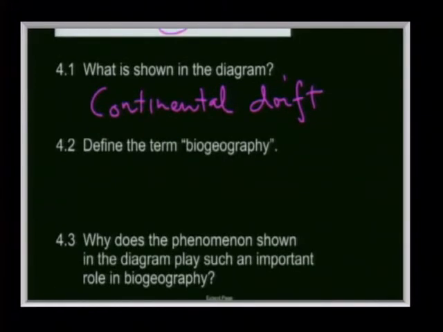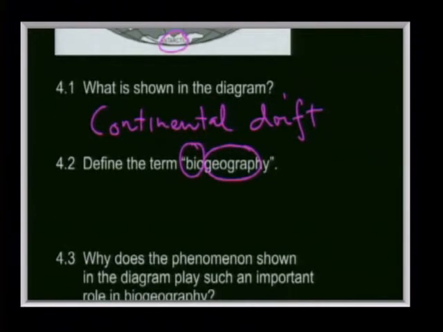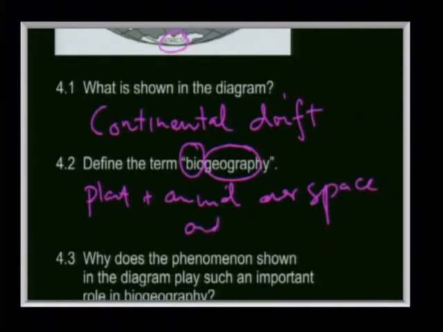Next it asks, define the term biogeography. Biogeography, we mentioned previously, basically indicates, there you can see bio relating to life, and geography, of course, distribution in terms of your land masses. So what we basically have here is we have the distribution of plant and animal life. I'm not going to write it out, I'm just going to summarize here. The distribution of plant and animal life over space and time.